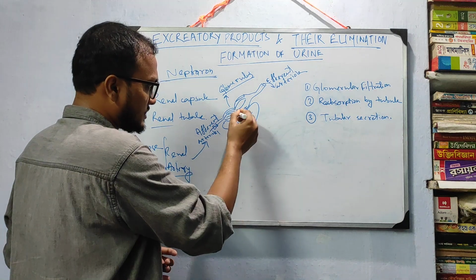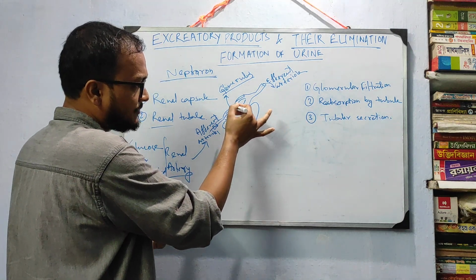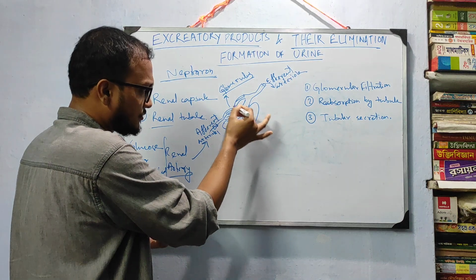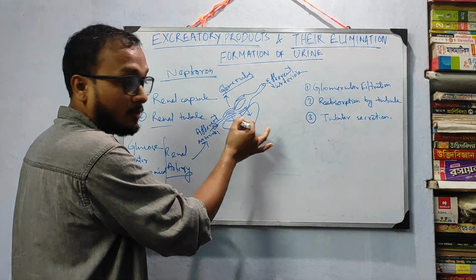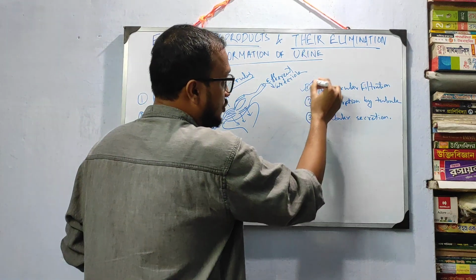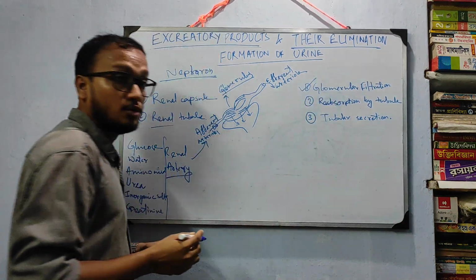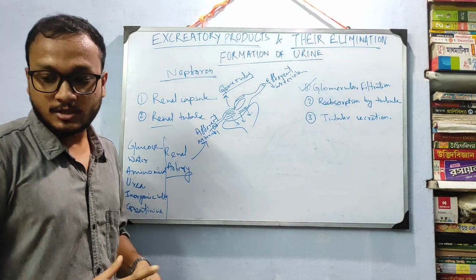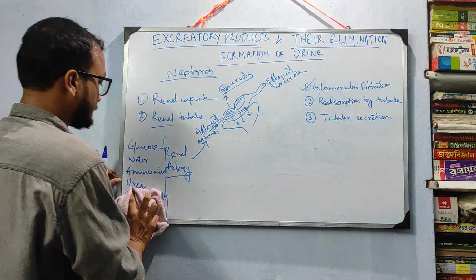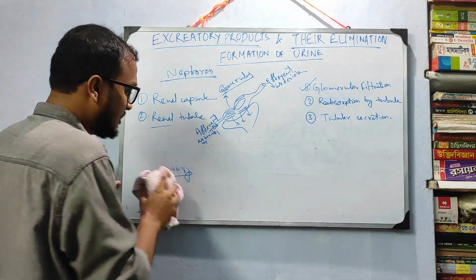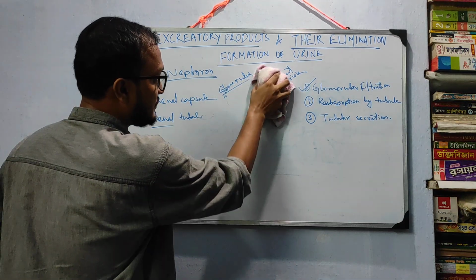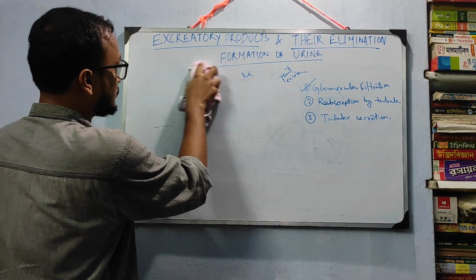Okay, so in this process, some filtration is happening from the plasma, from the blood. Some portion is getting filtered and entering into the Bowman's capsule. That is known as glomerular filtration. Okay, so let's see this portion. You can say in the renal capsule portion, glomerular filtration will take place, right?